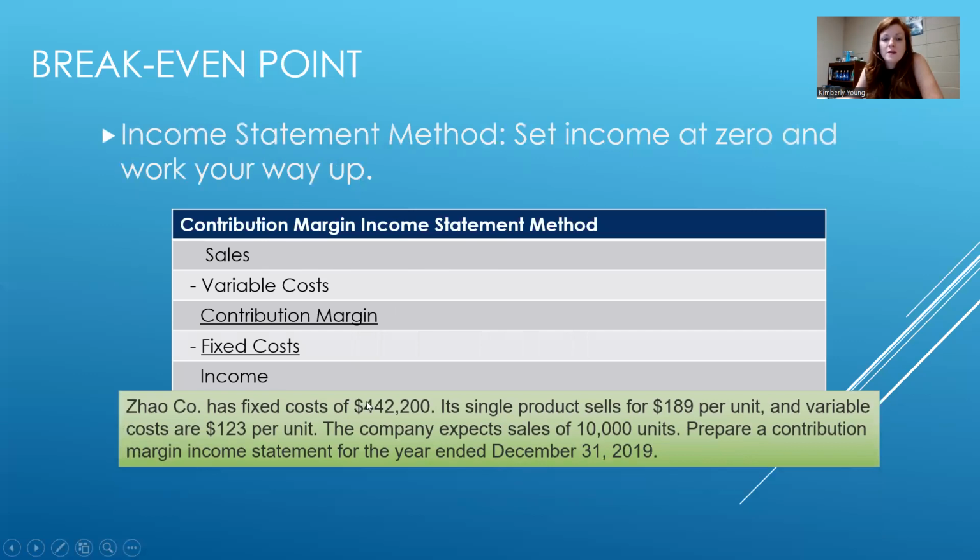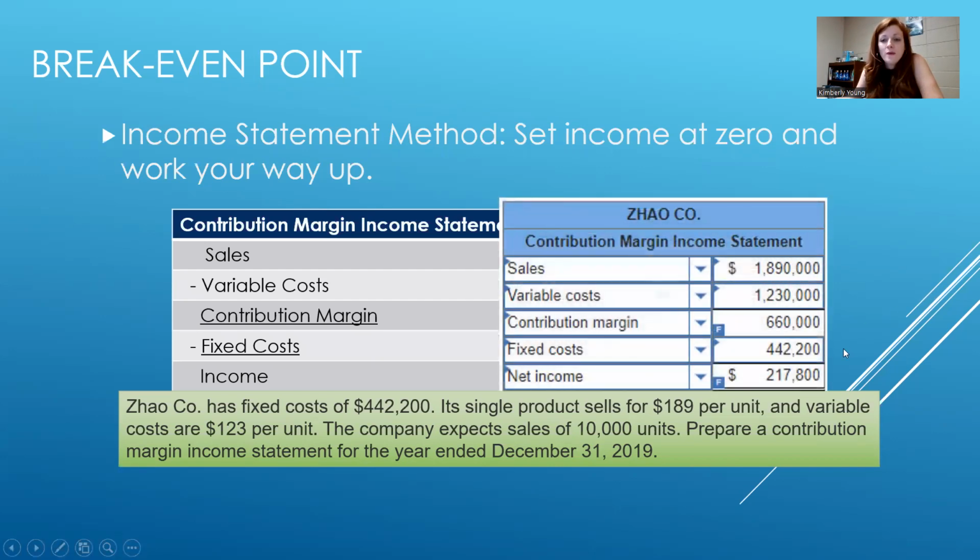In this example, this company has fixed costs of $442,200. Their single product sells for $189 per unit, and their variable costs are $123 per unit. The company expects to have sales of 10,000 units. So what is their contribution margin income statement? All we have to do, we filled in the fixed cost, they gave us that amount. The sales and the variable, we take the per unit and we multiply it times 10,000 units. The difference is the contribution margin. And then when you subtract out those fixed costs, you're going to get the net income.